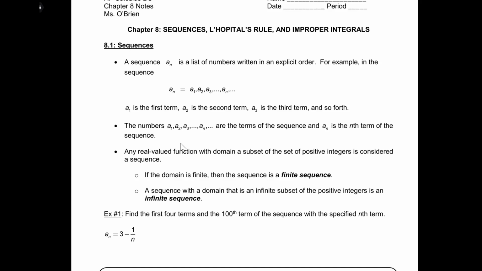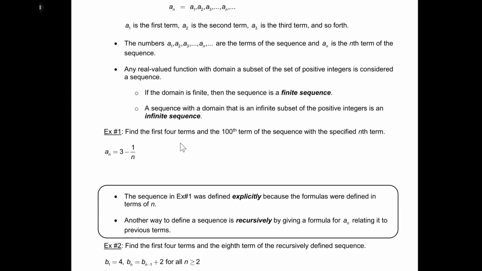So sequences. A sequence, a of n, is a list of numbers written in an explicit order. For example, the sequence a of n has a1, a2, a3, all the way to a n. a1 is the first term, a2 is the second, a3 is the third, et cetera. The numbers are the terms of the sequence, and a n is the nth term of the sequence. Okay, cool. So it's just review.